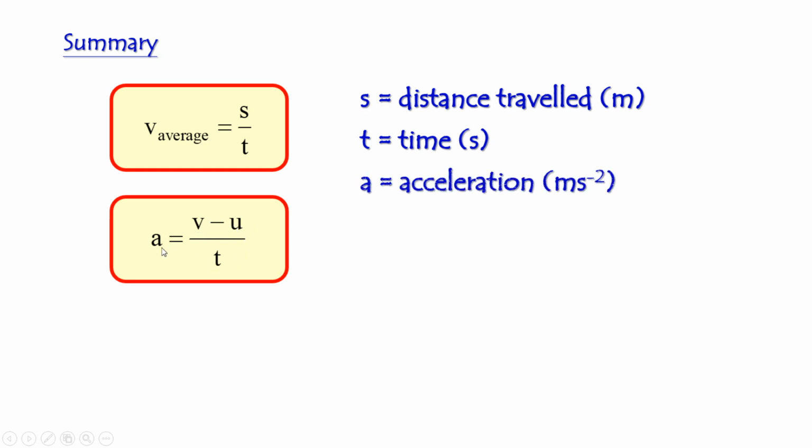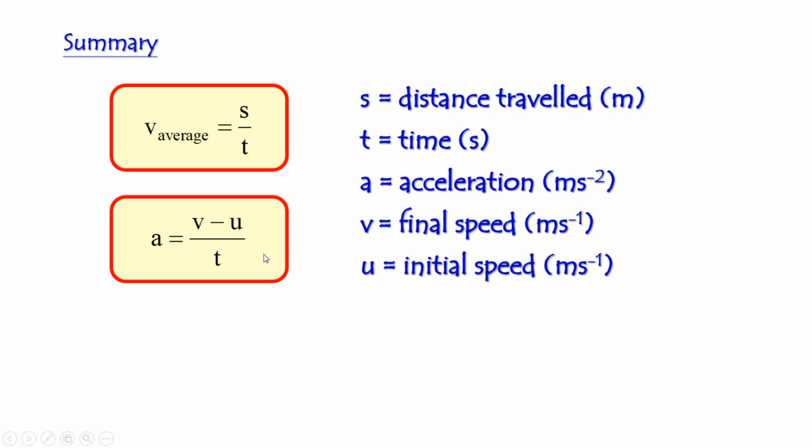On the left hand side, A represents the acceleration, V is the final speed, and U is the initial speed. So the difference of these two terms gives you the change in speed divided by time. It means how fast the object changes its speed. Is it okay? It is the acceleration. We learned these two equations in 3.1 and 3.2.